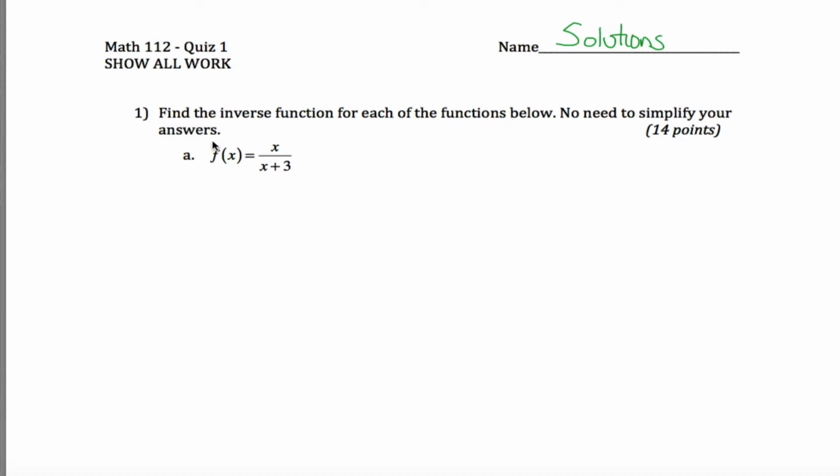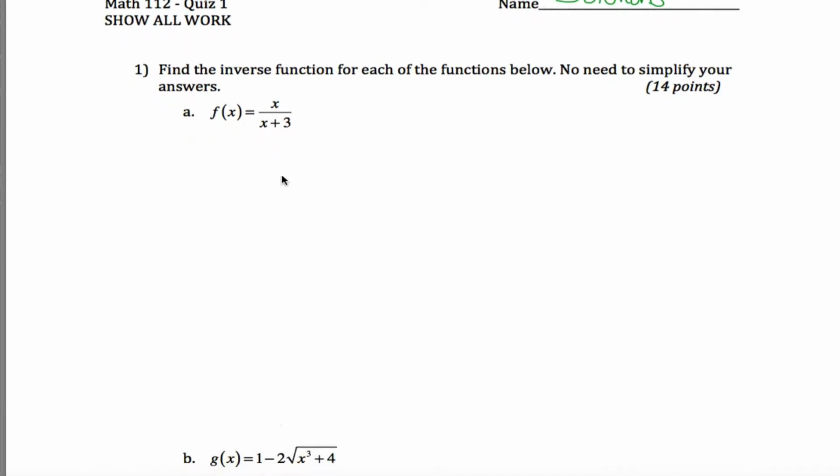All right, here are quiz 1 solutions for Math 112. Problem 1, which is kind of the majority of the test here, you're given two different functions and asked to find their inverse function. So kind of implied in here is that these functions are one-to-one. The way I taught you to do this is this 4-step process.